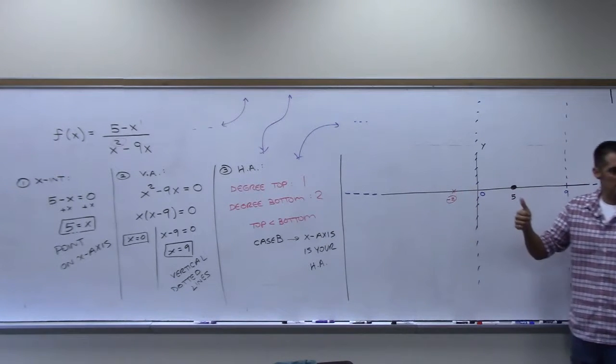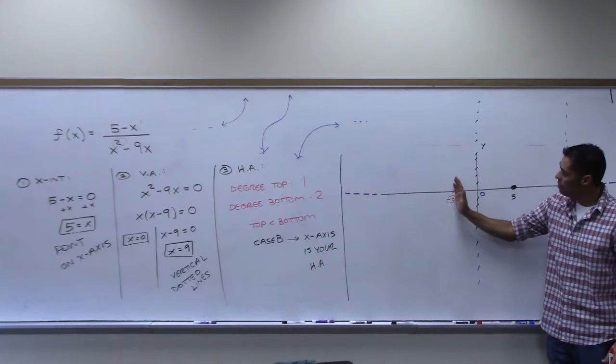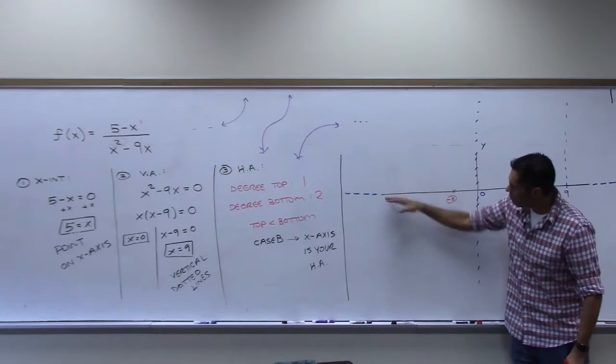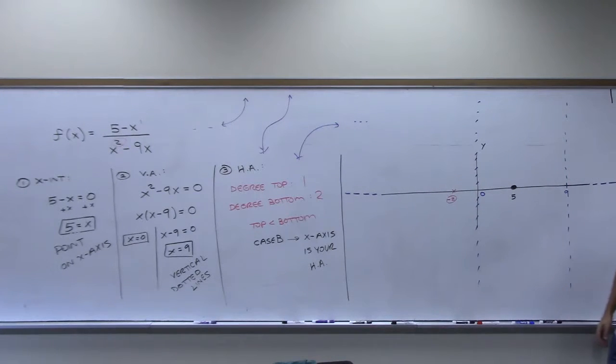Does everyone agree that's a good test point? Yes? Because that gives me a test point to the left of this vertical. There's nothing else over here, right? No other verticals, no other x-intercepts. Give me another one. 10? 10 would be out here. Everyone okay with 10? That would take care of something on this side.